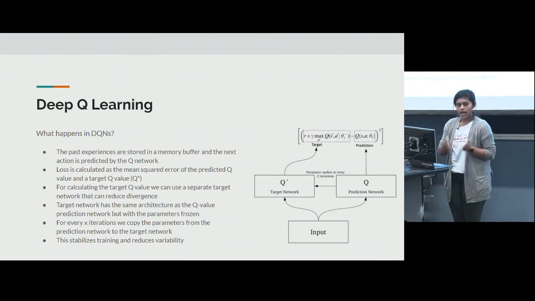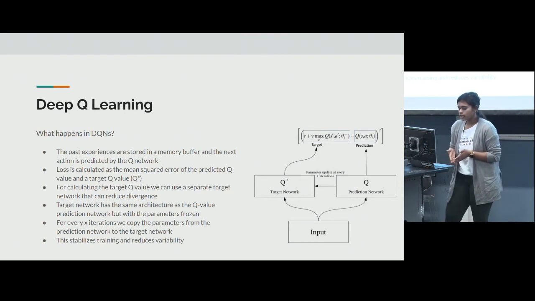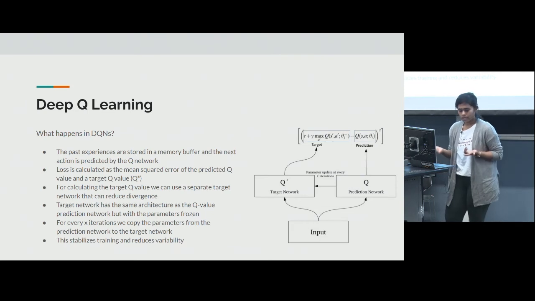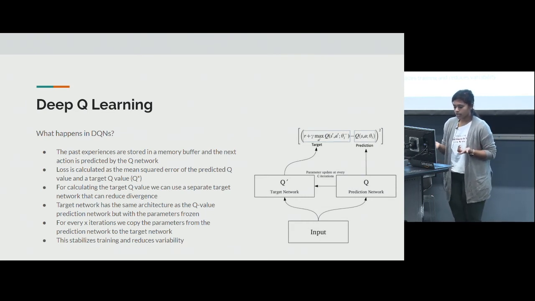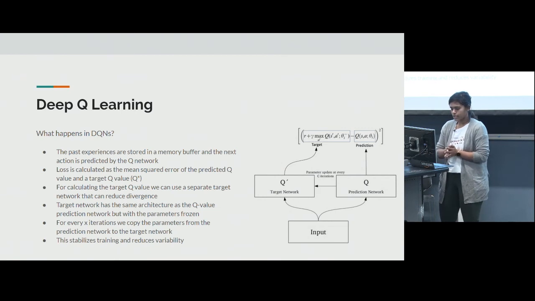The target network has the same architecture as the original Q value network, but with the parameters frozen. So after every, say, X iterations, we copy the parameters from the prediction network to the target network. So you have two networks. One of them is being updated every iteration, and the other one is copying parameters at, say, every X iterations. X is a hyperparameter here, which you can set depending upon the environment and the conditions that you have. This stabilizes your training and reduces the variability. That is pretty much what deep Q learning does.